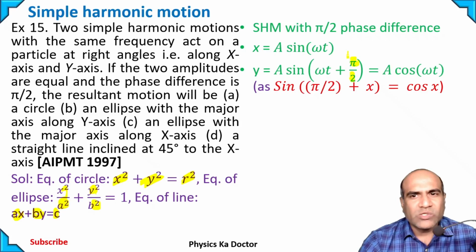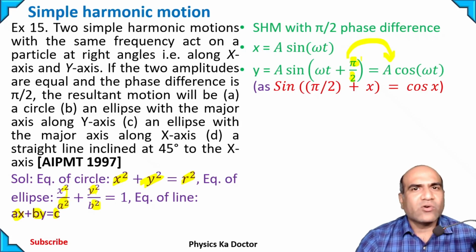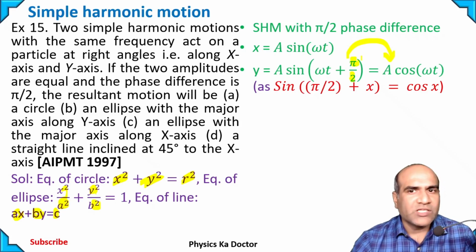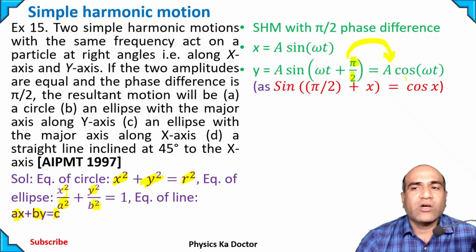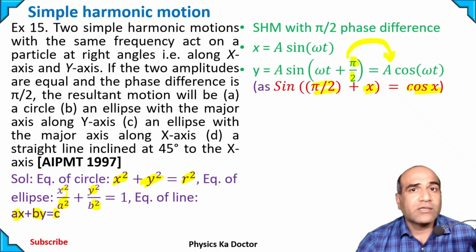Directly, you can also write that sine and cos both have a phase difference of pi by 2, so you can write y equal to a cos omega t directly. Or you may remember this: sine of pi by 2 plus x is equal to cos x. We know that also. Great.